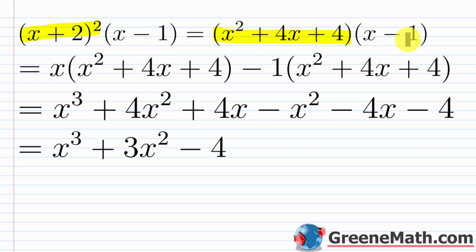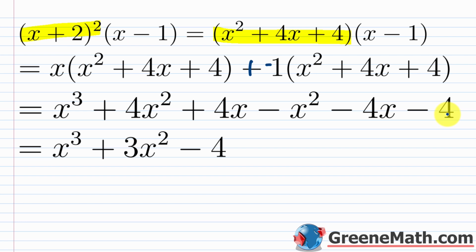So then from there, you're going to take this x and multiply by the quantity x squared plus 4x plus 4. And then you have negative 1 times the quantity x squared plus 4x plus 4. If you want, you can go plus negative 1 like that to make it a little bit easier. Essentially you're going to distribute the x to each term inside the parentheses. So you have x cubed plus 4x squared plus 4x. And then you distribute the negative 1 to each term inside the parentheses, so just change the sign of each term: negative x squared minus 4x minus 4.